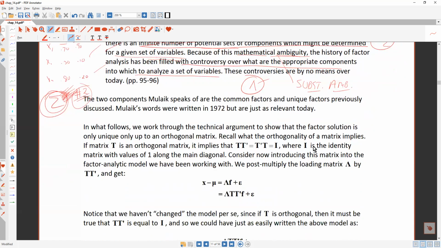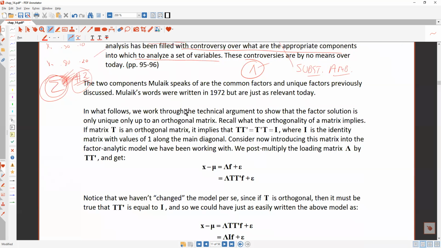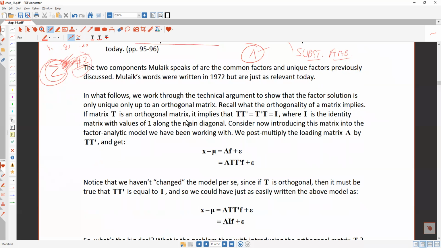Over here, there's the unpacking of the argument as to why the factor solution is only unique up to an orthogonal matrix, which is what we just said. And you can look at this argument here. We'll get to the bulk of it, but there's our orthogonal matrix here.